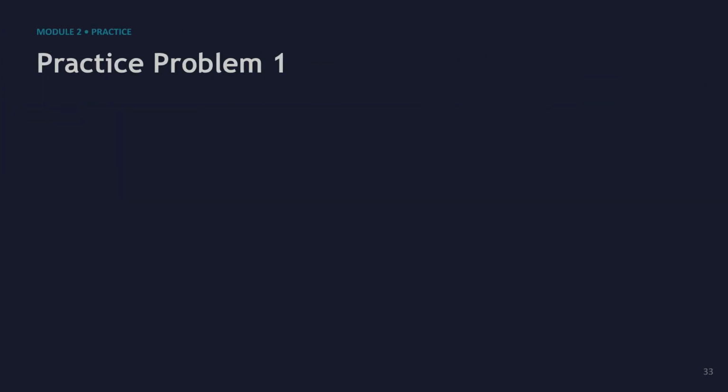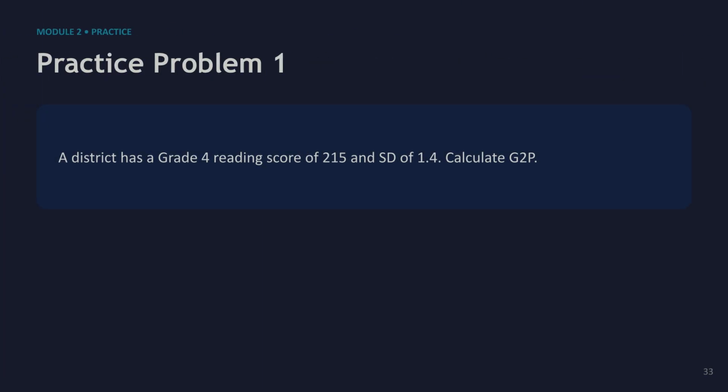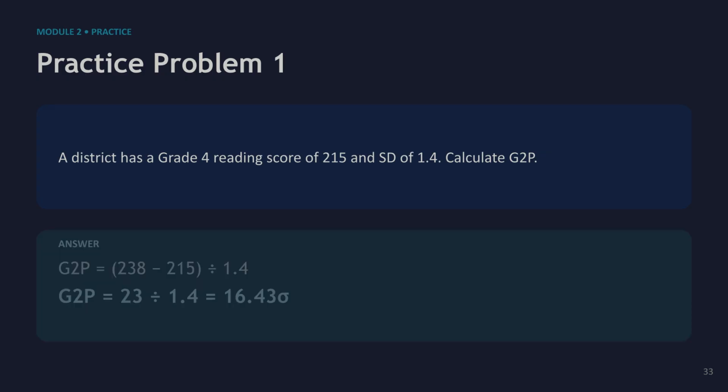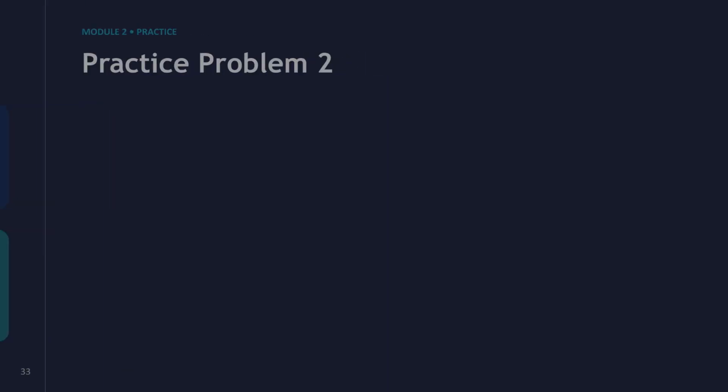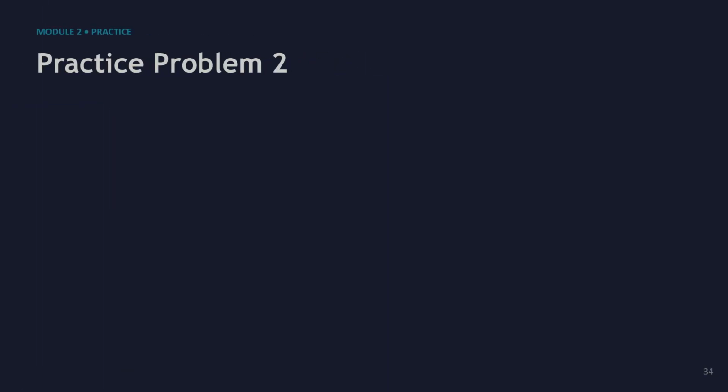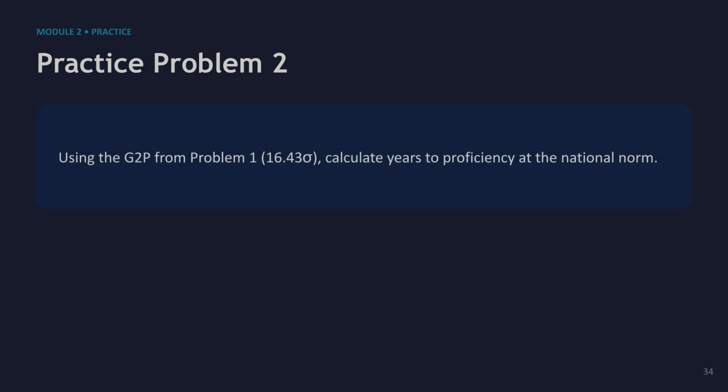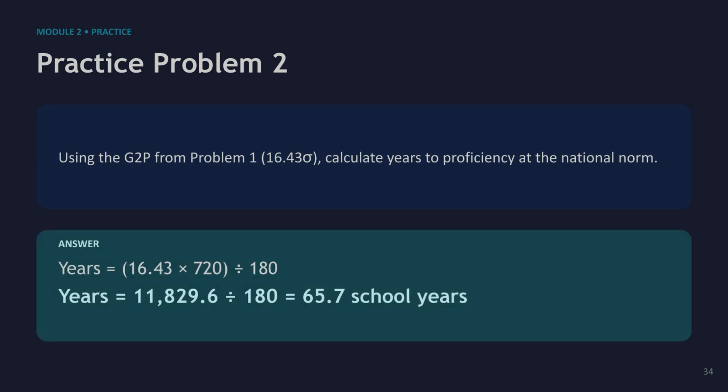For our first practice problem, a district has a grade 4 reading score of 215 and an SD of 1.4. To calculate G2P, we use the formula 238 minus 215 divided by 1.4, which equals 16.43 sigma. For practice problem 2, using the G2P of 16.43 sigma, we calculate the years to proficiency at the national norm. The formula is 16.43 times 720 divided by 180, which results in 65.7 school years.